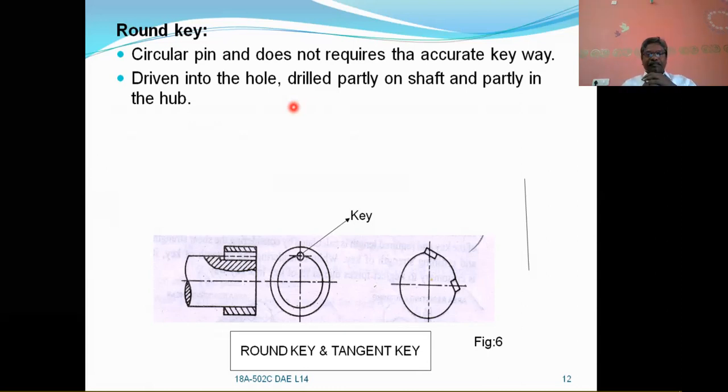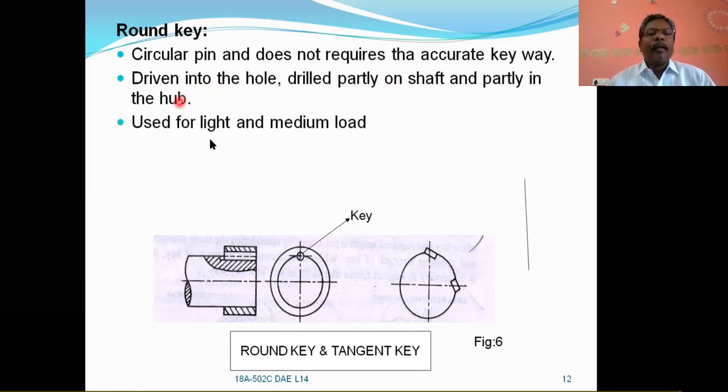Right? So this is the round sunk key, driven into the hole drilled partly in the shaft and partly in the hub. This round key is used for light and medium loads, and it can also have a taper along its length.